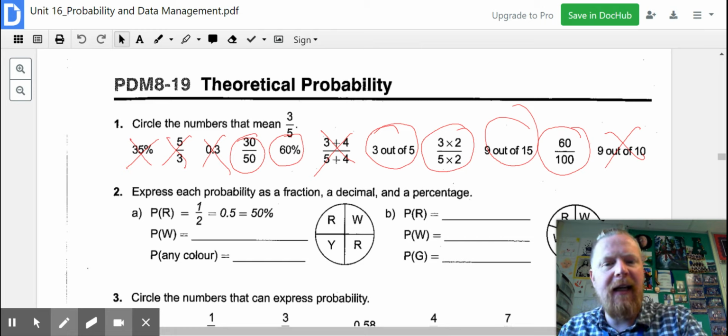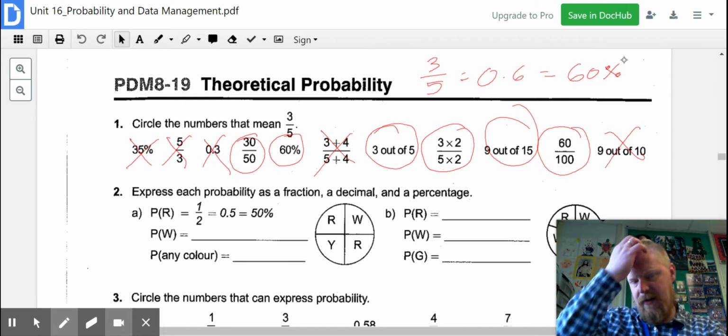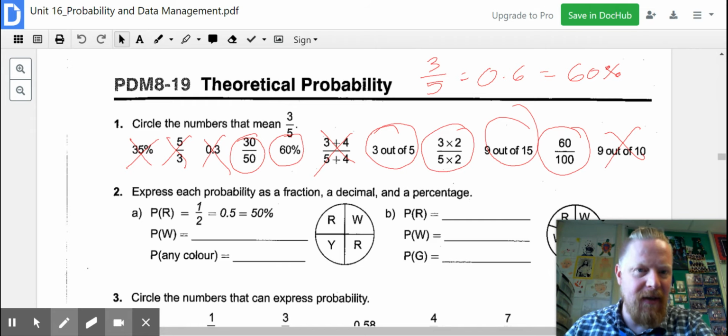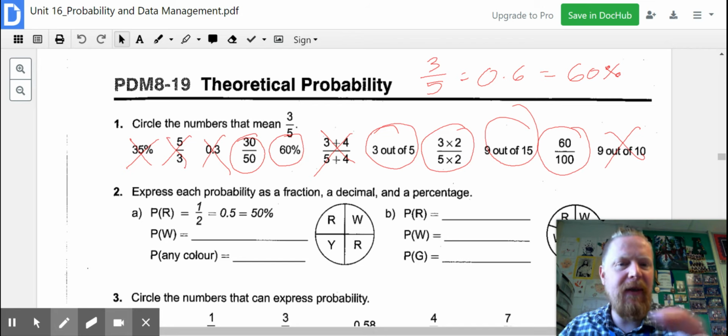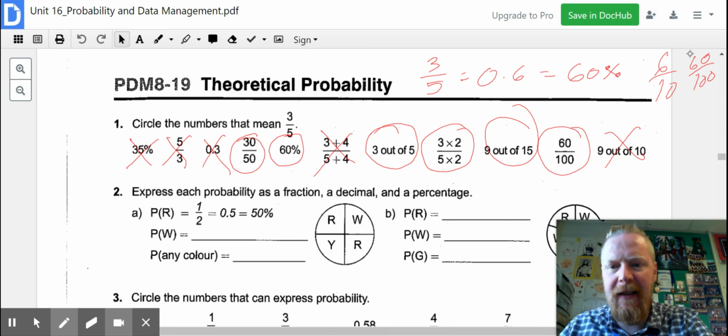Now, what they're trying to get at is you can play with the fraction and you can convert the fraction into a decimal, which you can convert into a percentage. Okay, so that's the way we play with probability as fractions, decimals, percentages, and we can even have equivalent fractions. So 3/5 is the same as 6/10 or 60/100 or anything in between there. Let's take a look at number 2.